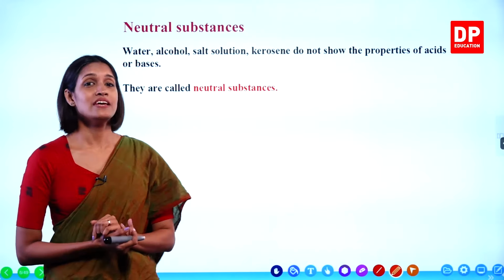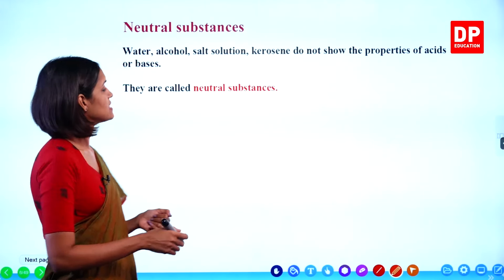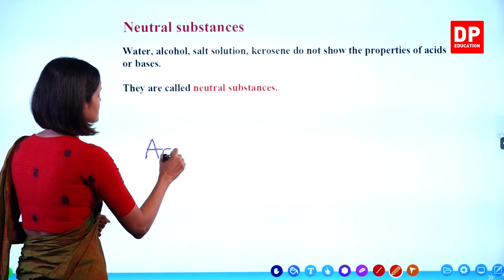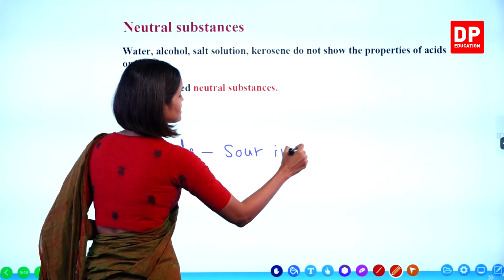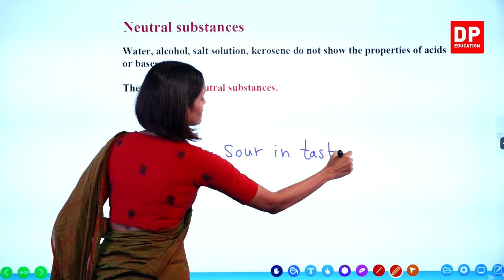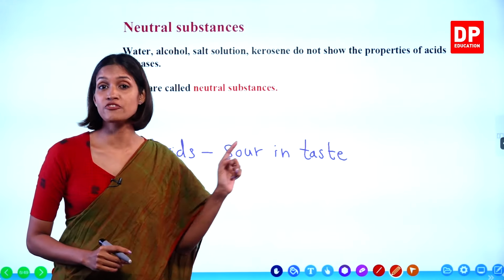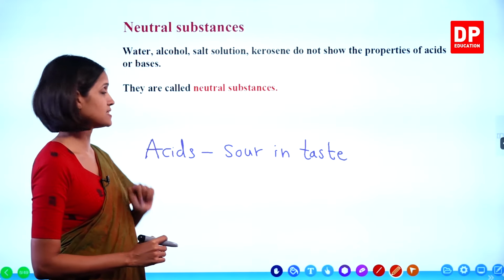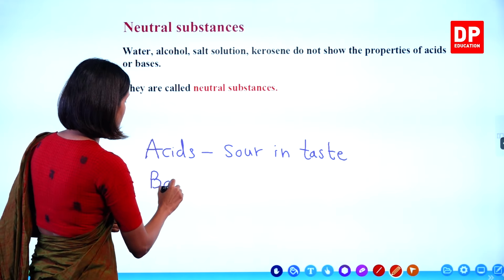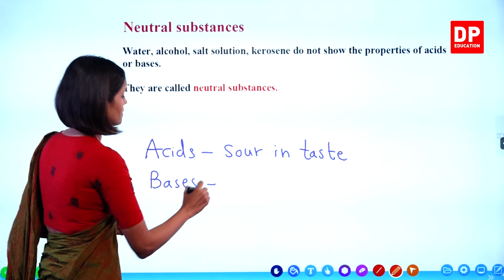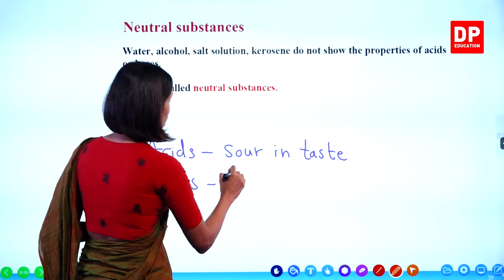Yes, we have. Now I told you acids have one type of properties. What are the properties of acids? Now you all know that acids are sour in taste. Right? So the reason for this sour taste is because of the presence of chemical substances called acids. When it comes to the second type of substances called bases, what is the special property? Bases have a soapy nature, soap-like nature, right?